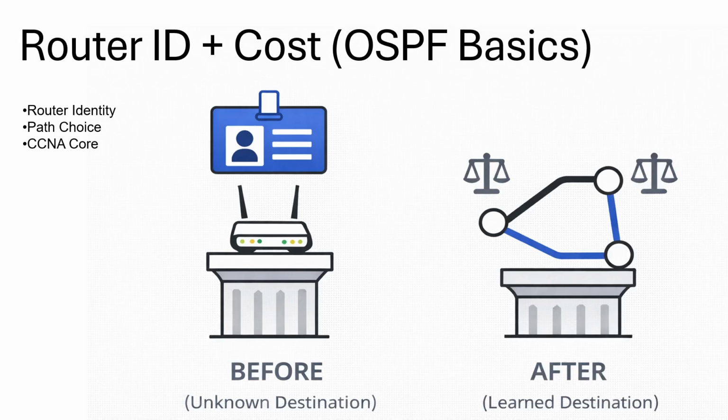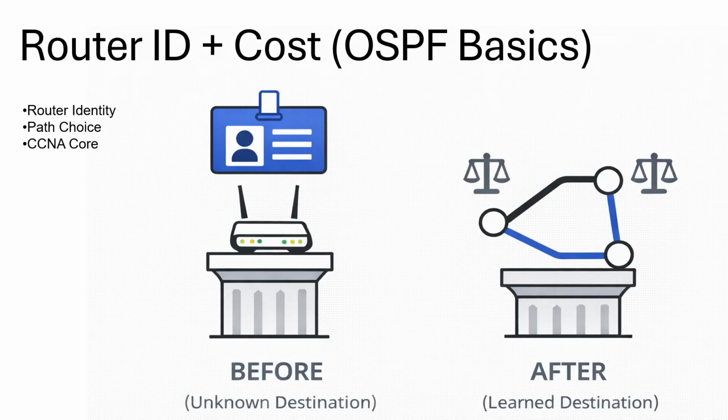Once you understand neighbors and LSDB sync, the next two basics that show up everywhere are router ID and cost. Today we're covering two OSPF basics that show up constantly in CCNA questions and in real configurations: router ID and the OSPF cost metric. They're commonly searched together because the moment you start touching OSPF setup, you immediately run into both.